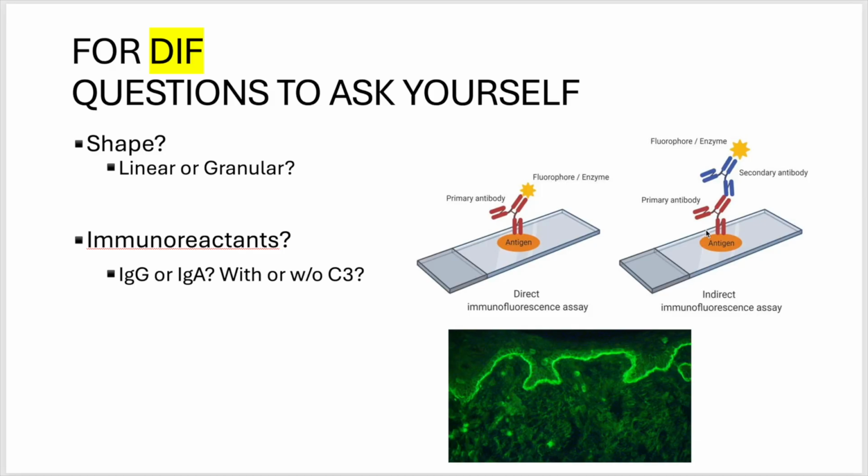A few key questions to ask after performing this exam: what is the shape of the staining? Is that a granular staining or is that a linear staining? The second question is, what are the immunoreactants? Do you see IgG or IgA or C3? Answering those questions or the combinations will help you figure out the disorder and the level of involvement.